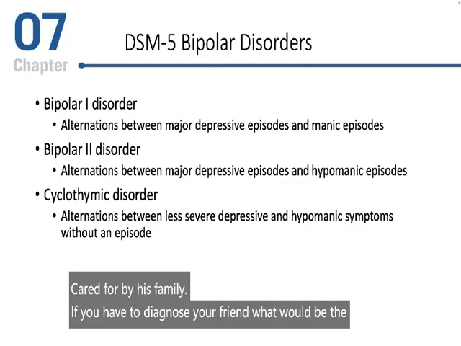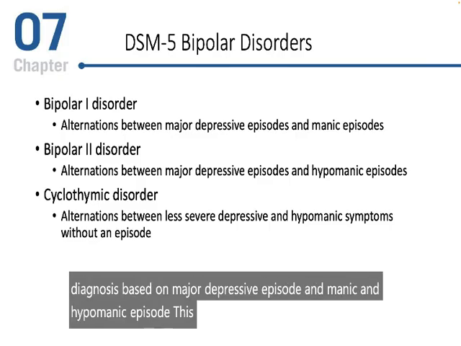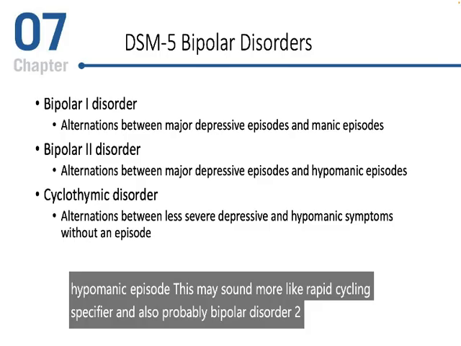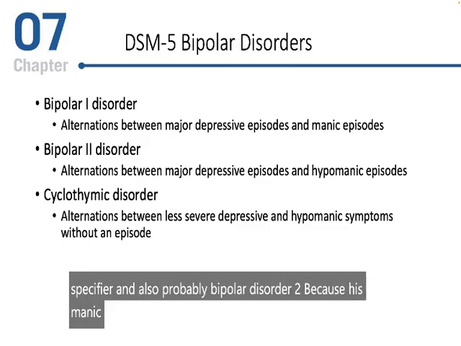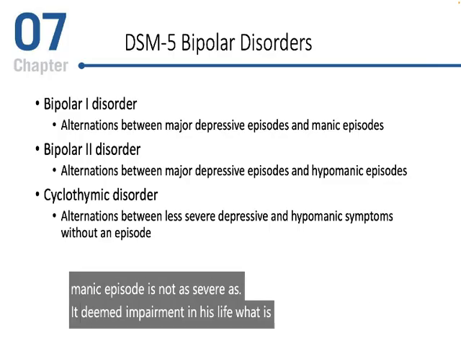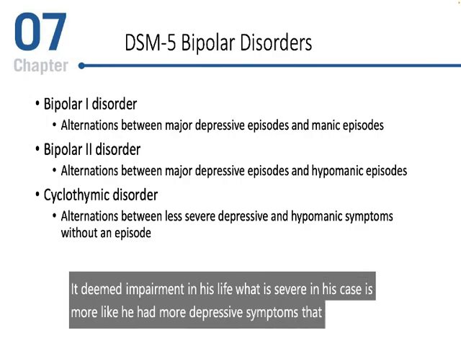Based on major depressive episode and manic and hypomanic episode, this may sound more like the rapid cycling specifier and also probably bipolar disorder 2, because his manic episode is not as severe as to cause impairment in his life. What is severe in his case is that he had more depressive symptoms that made him distressed and impaired.